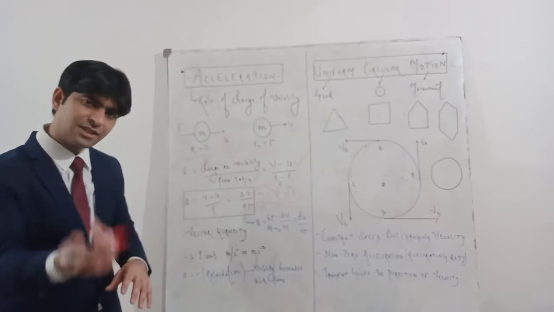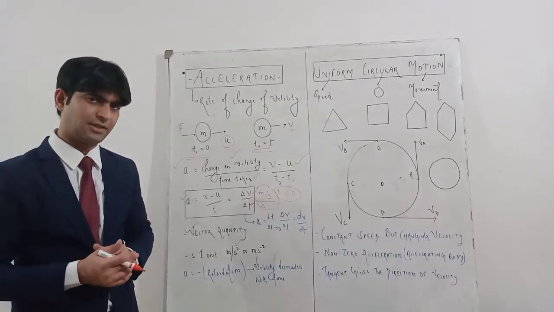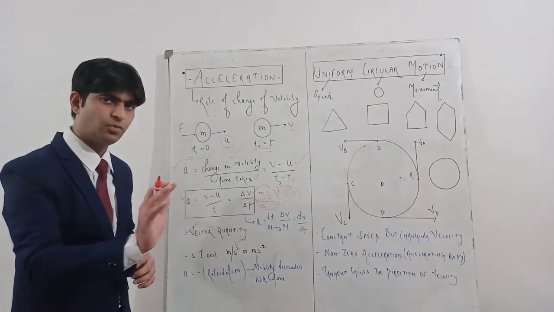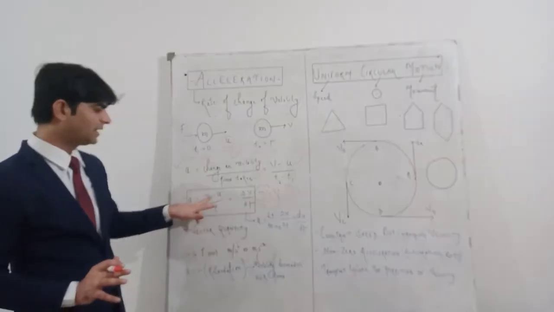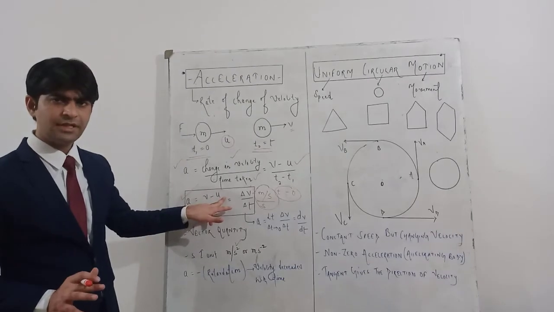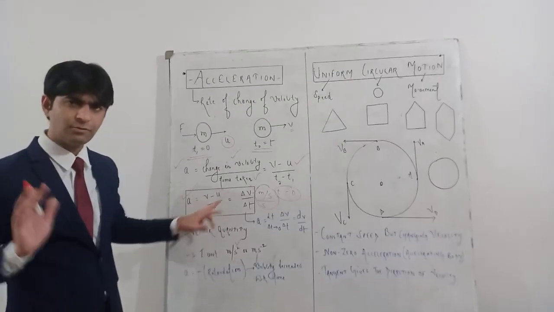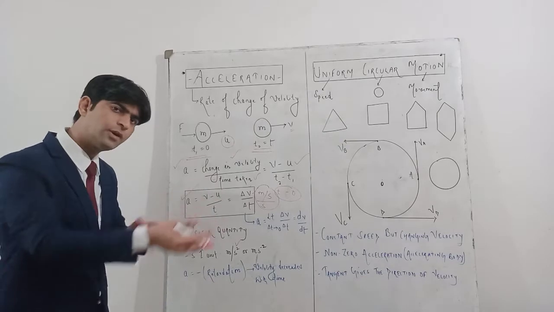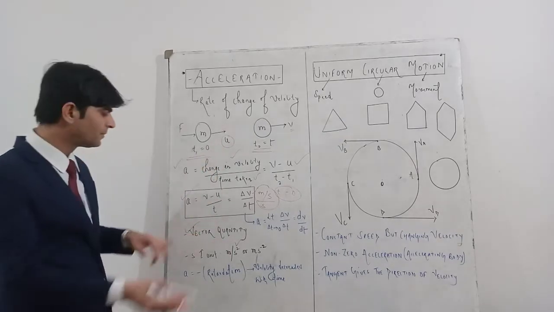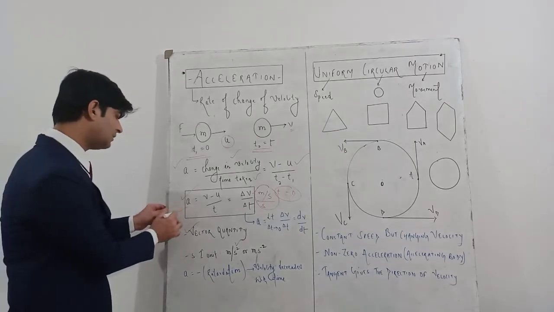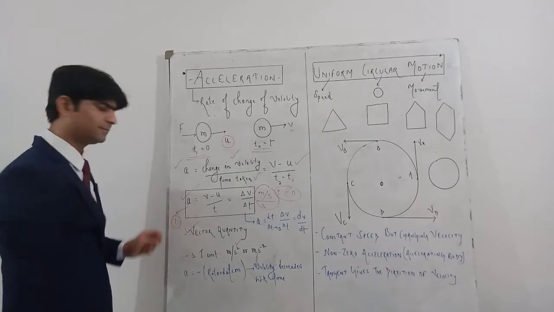Now the negative acceleration is called retardation. Now what is negative acceleration? You are applying a force on a moving body, and if the velocity increases, definitely v will be greater than u. Okay, v will be greater than u when you apply certain amount of force on a moving body in the same direction in which the body is moving. That means the velocity will increase. So ultimately this acceleration becomes positive.